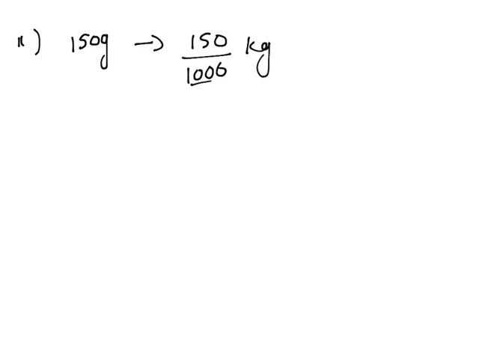Let's count 1, 2, 3, so it will give us 0.008. Next, we have 150 gram. So by using the same concept, we can write it as 150 divided by 1000 kg. So here we have 3 zeros, we will put the decimal after 3, so we can write it as 0.150 kg.